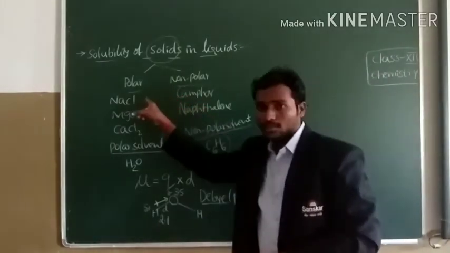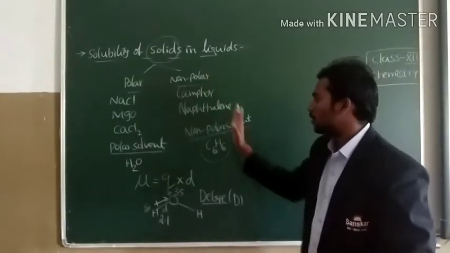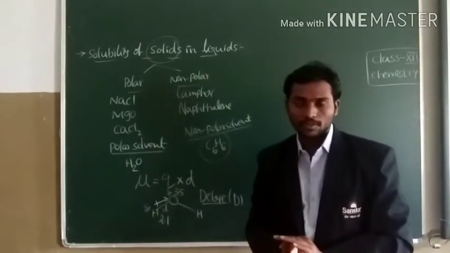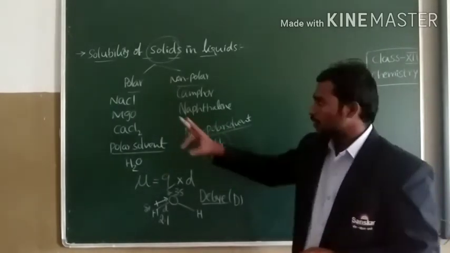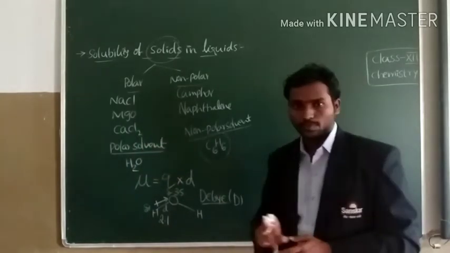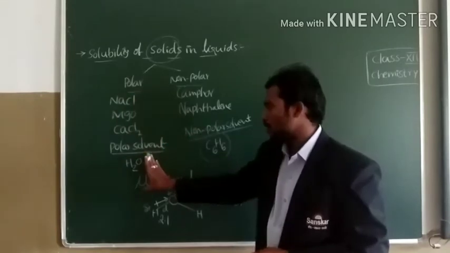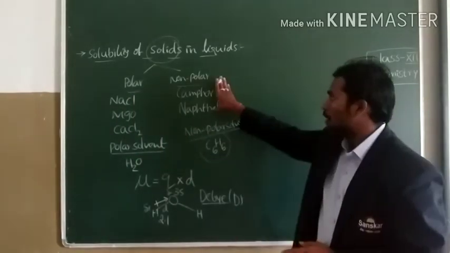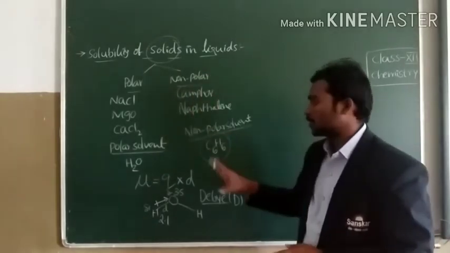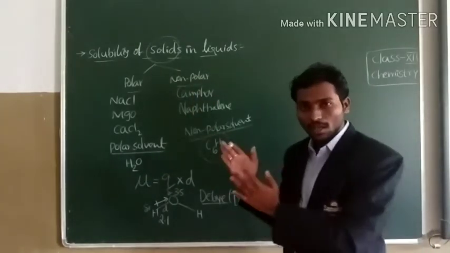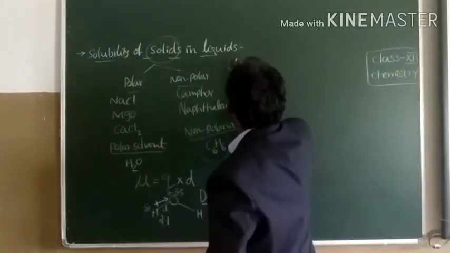Why are polar solids soluble only in polar solvents? On the other hand, non-polar solids are soluble only in non-polar solvents. This is on the basis of intermolecular interactions. Intermolecular interactions of polar compounds and polar solvents are similar, and on the other hand, intermolecular interactions of non-polar solids are similar to those of non-polar solvents. It is also on the basis of the statement: like dissolves like.